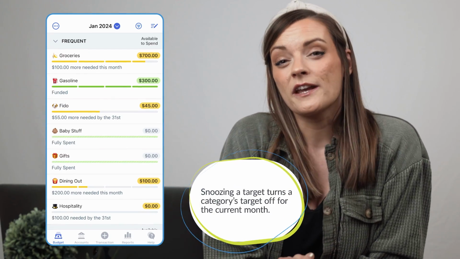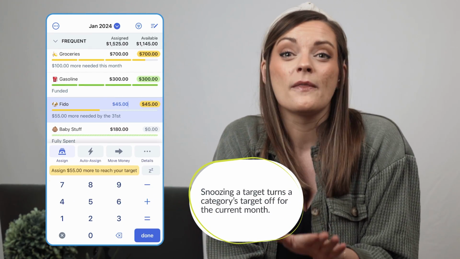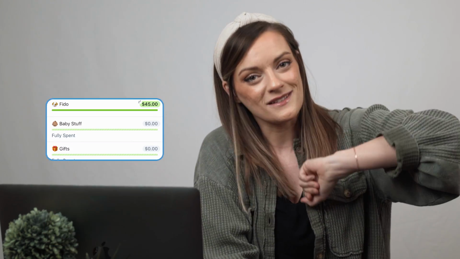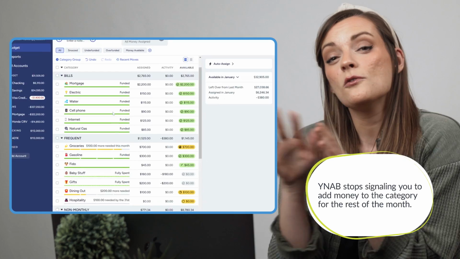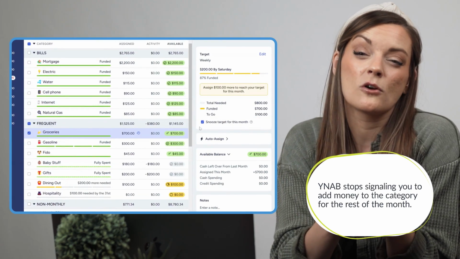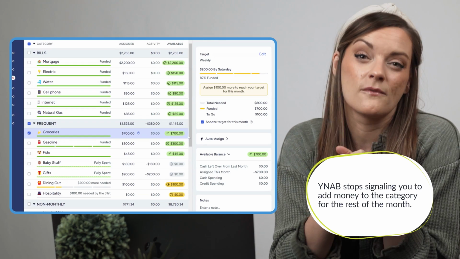If you want the real quick and dirty on how these work and don't want to stick around for some handy examples that I made up myself, snoozing a target turns your target off for the month. Just the current month, not in the future months, just the one time. It makes it so that whether you've funded the target or not, YNAB stops signaling you to put more money in that category for the rest of the month.